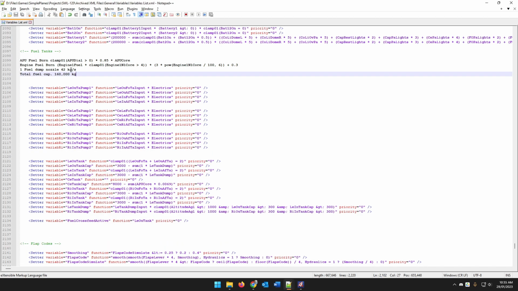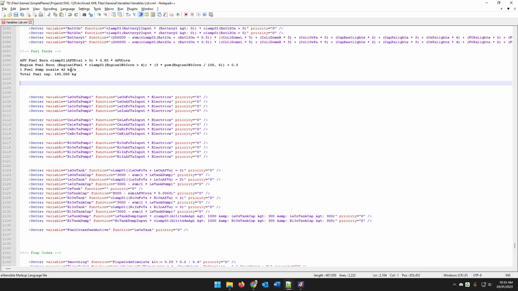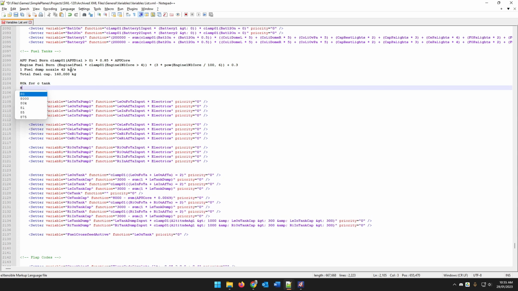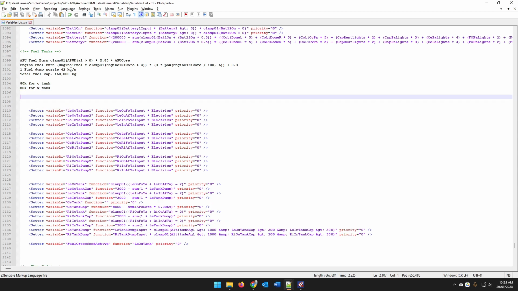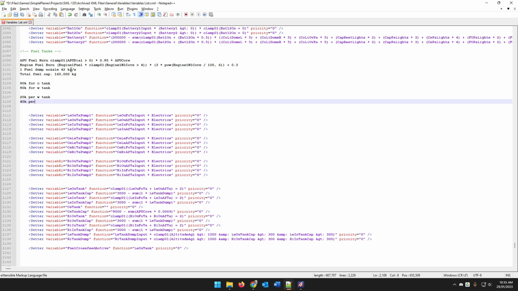Alright, so now I need to figure out the distribution in tanks. I have 4 wing tanks and 2 center tanks. I want the center tanks to have the same capacity as all 4 wing tanks, so 80k for both center tanks, and another 80k for wing tanks. That would be 20k per wing tank, and 40k per center tank. So that's all values.